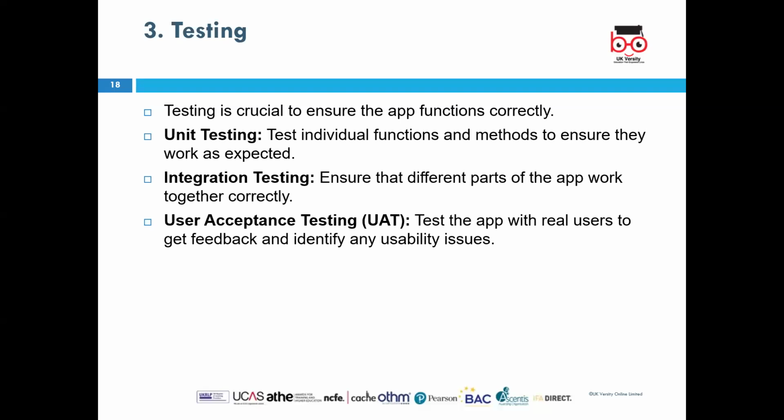So we have unit testing, integration testing, and user acceptance testing. So what are these used for? With unit testing, we're going to test individual functions and methods to ensure that they work as expected. Integration testing is where we're going to ensure that the different parts of the app work together correctly. And lastly, we have user acceptance testing, where we're going to test the app with real users to get feedback and identify any usability issues.